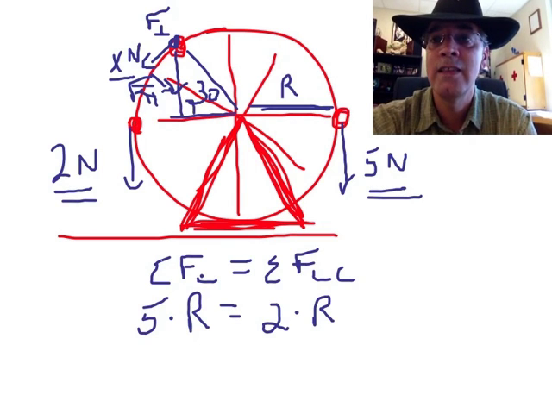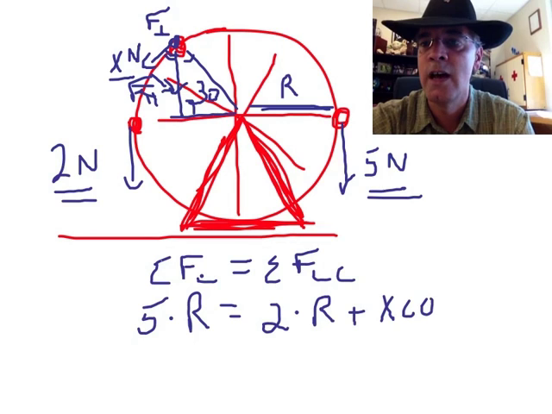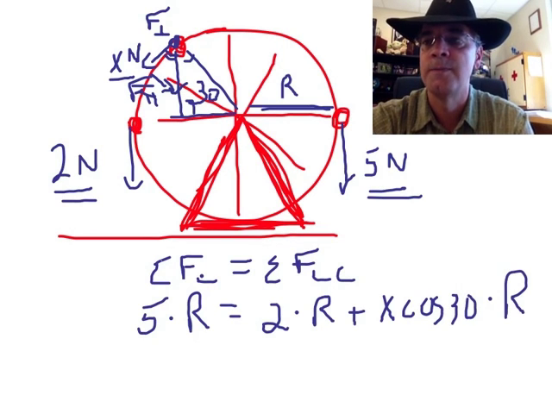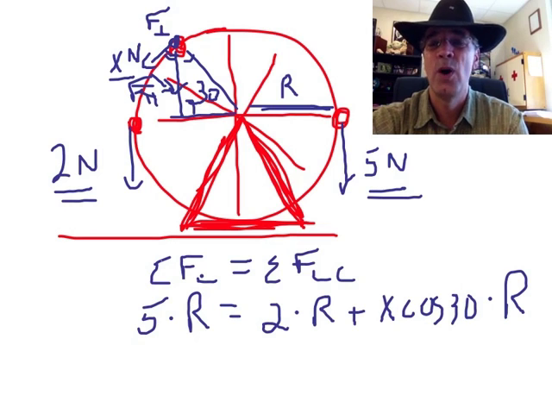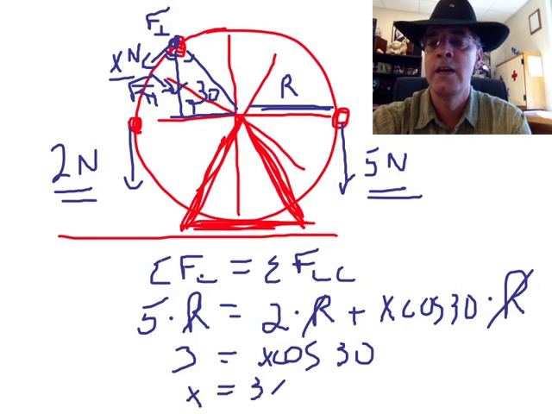Since this goes down to 90, this is 60, and so that interior angle there is going to be 30. So my perpendicular side is going to be x times the adjacent side, so it's cosine of 30 times r. I have to get a component like that, and we're good at components. Again, the r's are going to cancel. I divide everything by r. I get 5 minus 2, which is 3, equals x cosine 30, and so x equals 3 divided by the cosine of 30.